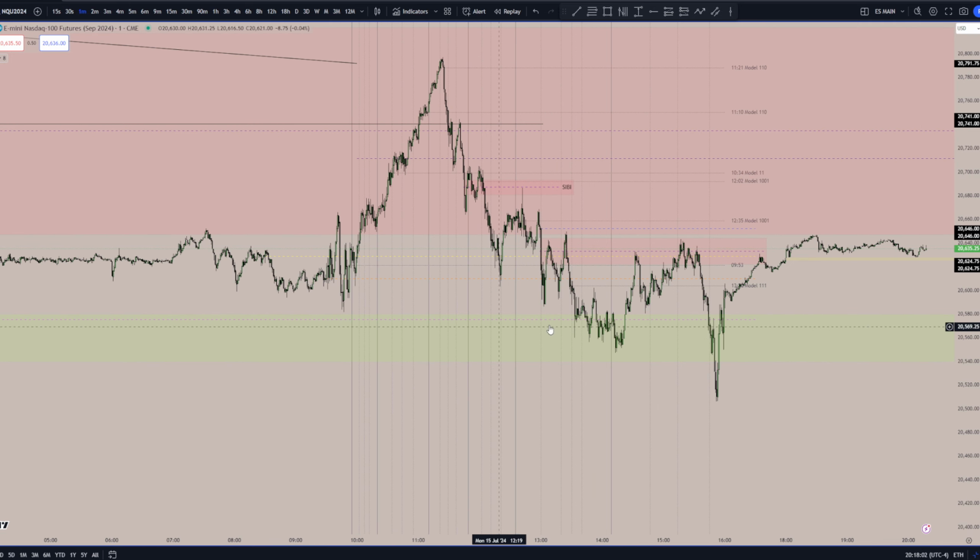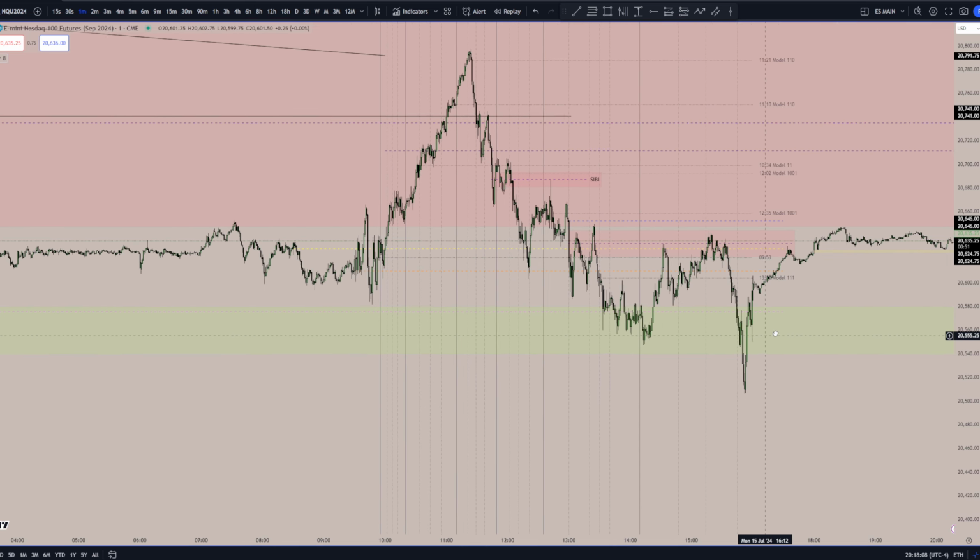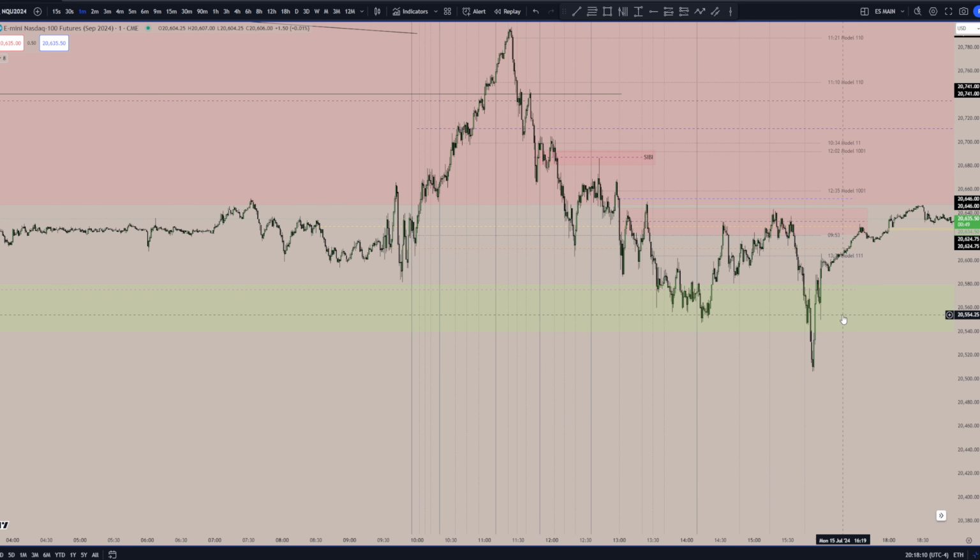My favorite PD array is the new week opening gap, right? Obviously, I like everything else, but this one is key. It's beautiful. It's great to see.